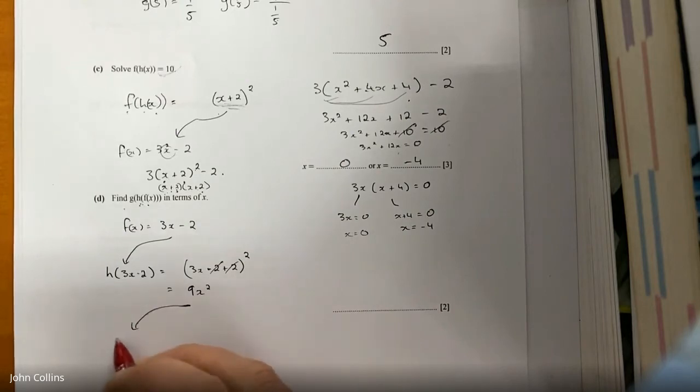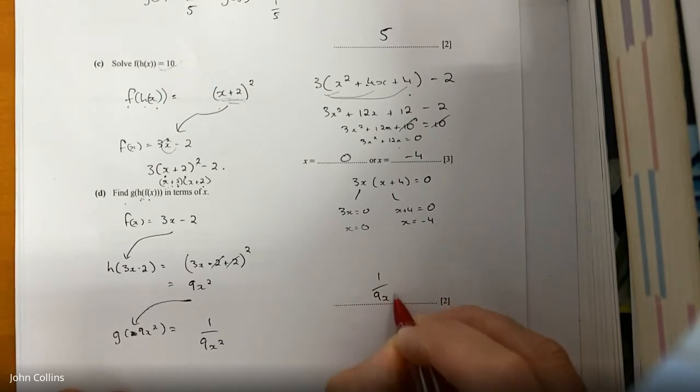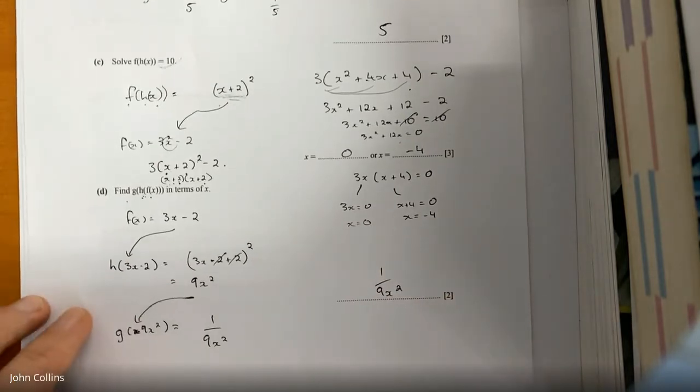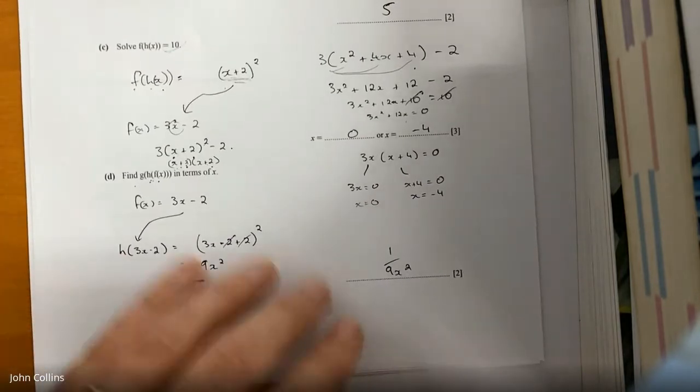And that answer needs to go into the g(x) function. So 9x squared goes into the g(x) function. There's 1 over 9x squared. And that's it. Okay. So hopefully you did well on that first page. Part C was definitely the most difficult part there.